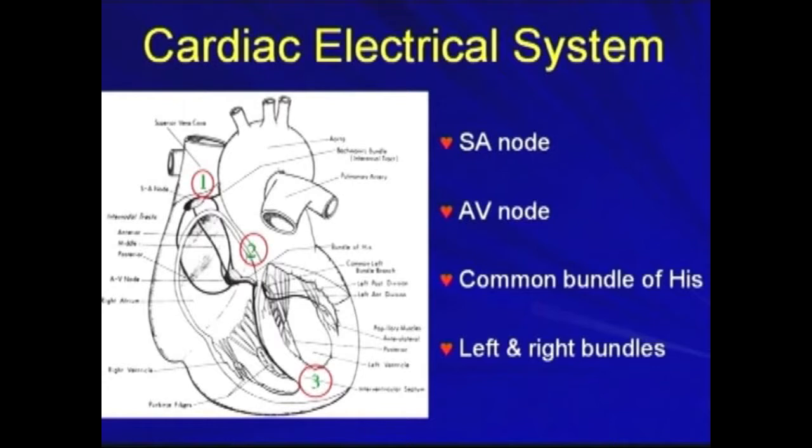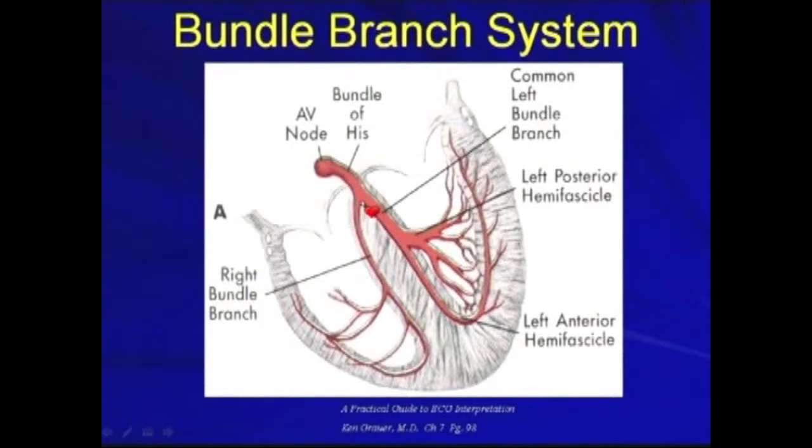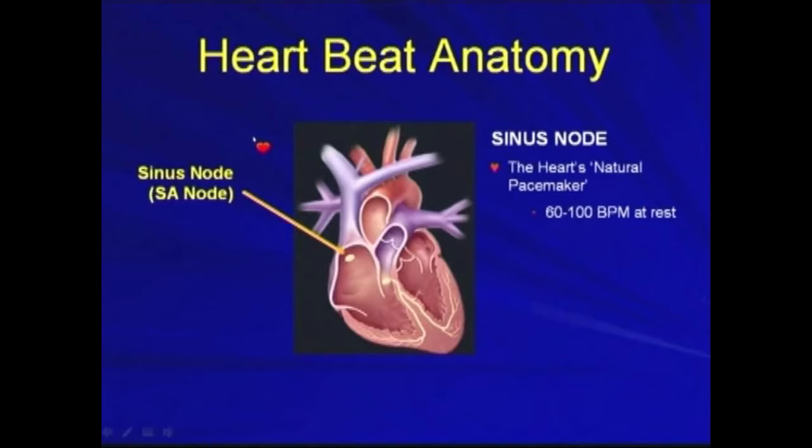And then through the AV node, the impulse travels down the common bundle of His, and then to the left and right bundles. If you look more carefully, this is the right bundle branch, and the left bundle branch divides into the left anterior hemifascicle and left posterior hemifascicle. Let's look at each part of the conduction system in detail.